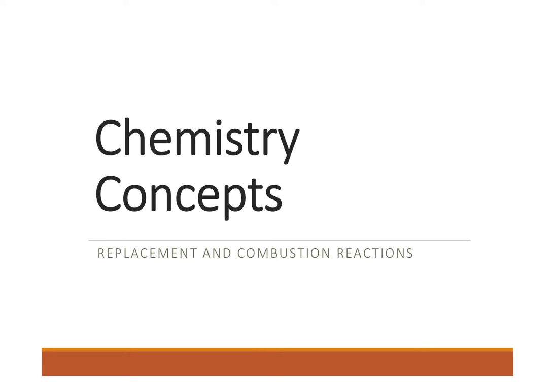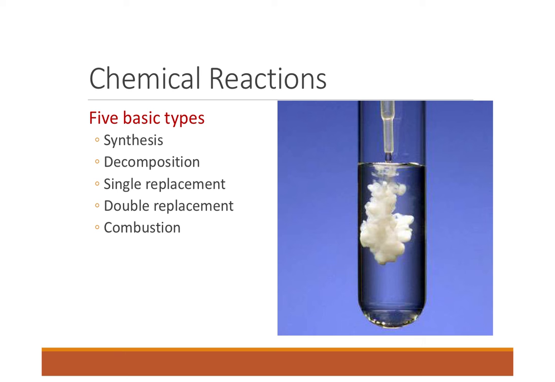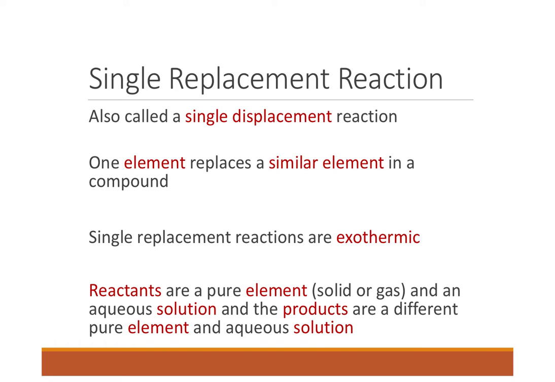In this video, I'm going to continue the discussion of types of chemical reactions, looking specifically at replacement and combustion reactions. So remember there are 5 basic types of chemical reactions: synthesis and decomposition, which we've talked about previously. And then today we're going to focus on single replacement, double replacement, and combustion reactions.